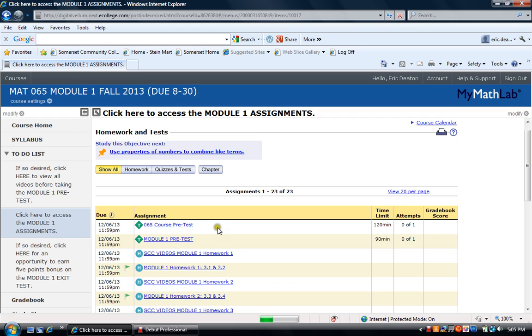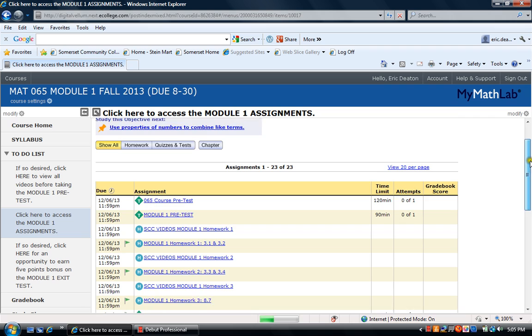It's not part of the grade. It's not calculated into the grade. Totally up to you if you take it or not. If you haven't had 055 and you're in 065, or if you're in the 085 class and you haven't had 065 or 055, take the course pretest just for your own benefit. That's only for you.